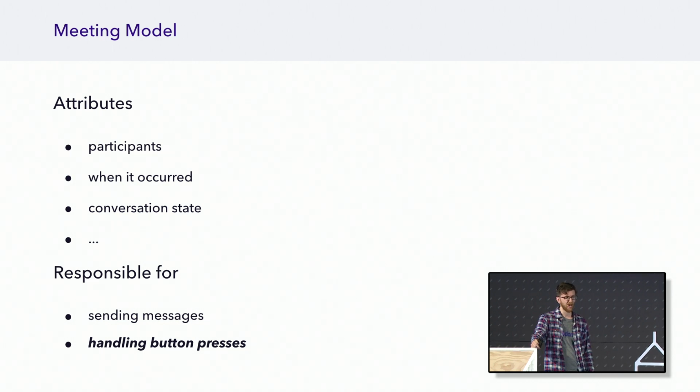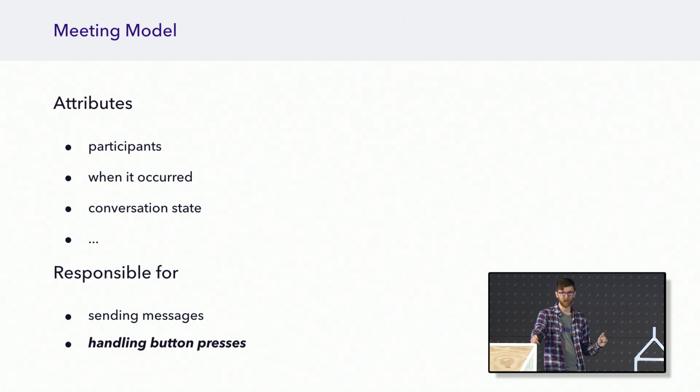And in addition to that, the class for this model is going to be responsible for a number of things. It's going to be responsible for sending the message in the first place that has the buttons, and then importantly for this example, this model is going to be responsible for handling the payload when it comes in.